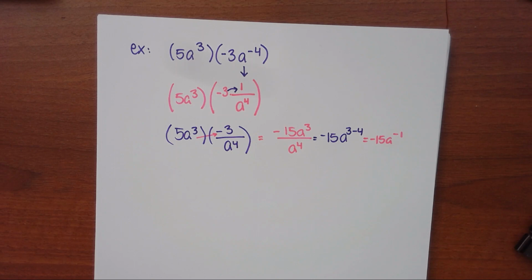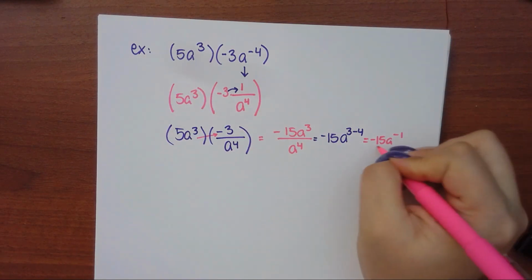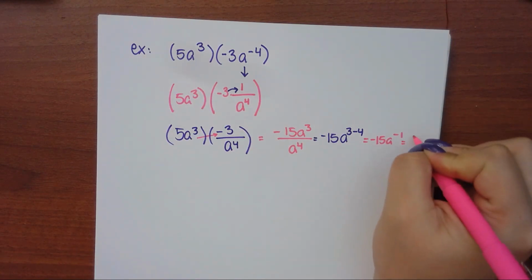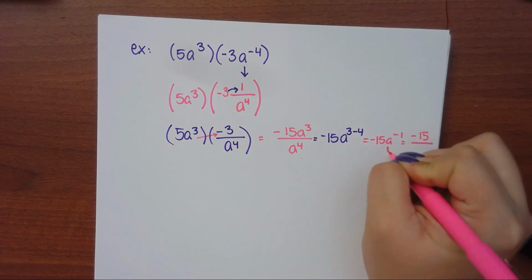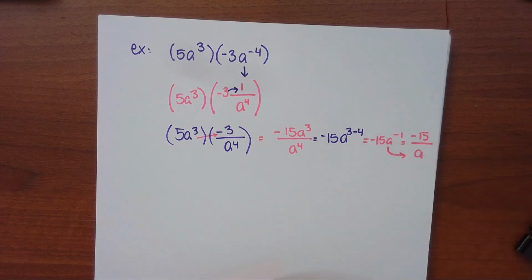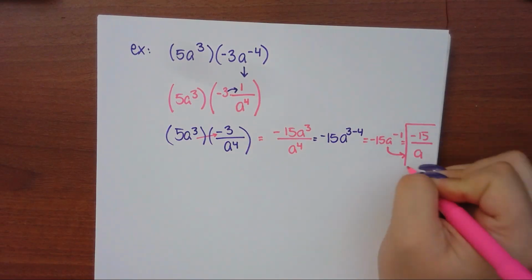And now I'm going to once again use that property where I bring down that negative exponent. Now you do not bring down the 15. The 15 stays in the numerator. It stays negative 15. The only thing that gets brought down is that exponent, and it's made positive. My final answer here should be negative 15 over a.